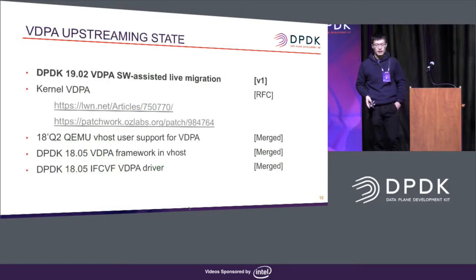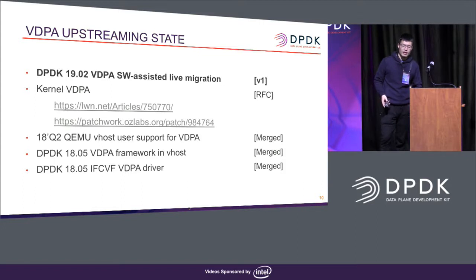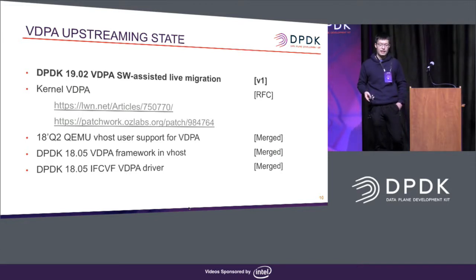Okay, the overall vDPA upstreaming state is going very well. And for this vDPA software-assisted live migration feature, I have sent the V1 patch targeting the 19.02 release. And for kernel space, we also have a vDPA design. The Linux kernel patch and the QEMU patch have already been sent to the community and are in update state.